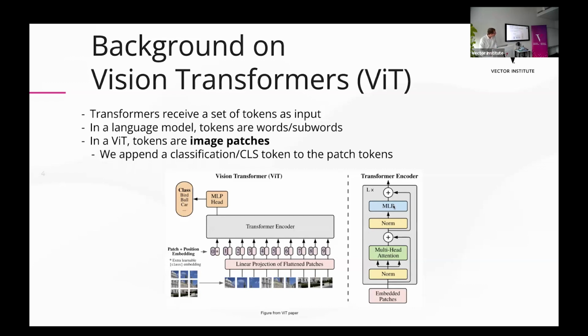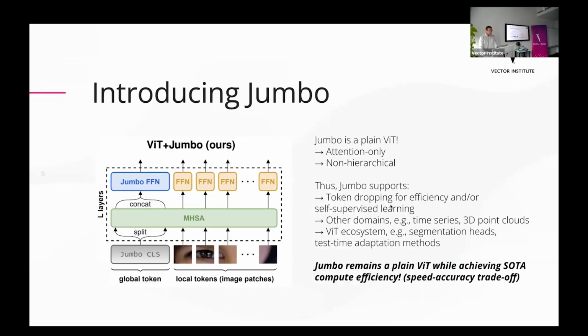I think you can see my mouse. This is the MLP. It's the same thing as an FFN. And this is very large, so it has a lot of parameters, but we share the parameters across the layers to control the memory, and this is highly effective. So Jumbo is a plain vision transformer, which means it's attention only and non-hierarchical. Thus, Jumbo can support token dropping for efficiency or self-supervision, other domains like time series or 3D point clouds, and it hooks up into the ViT ecosystem, for example, with segmentation heads or test time adaptation methods.